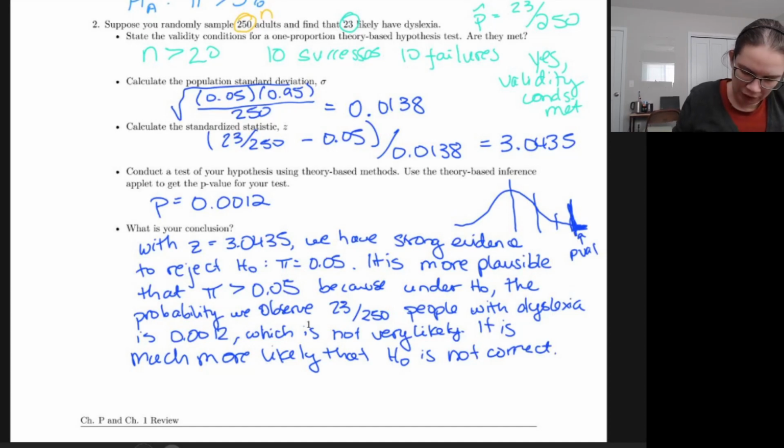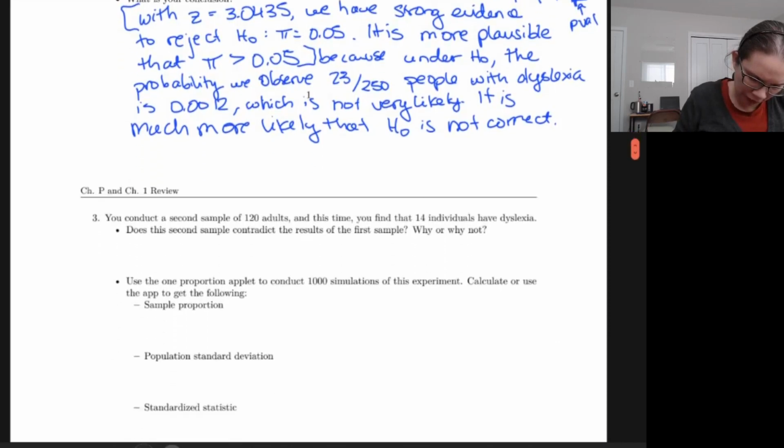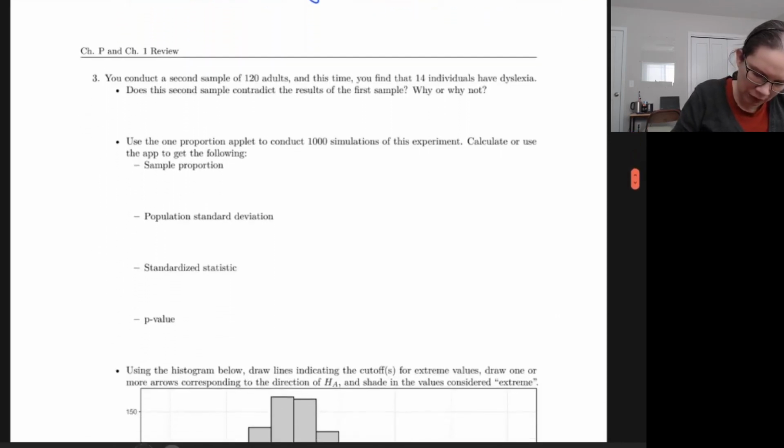So that's the overly thorough explanation of the conclusion. You can probably get away with the first two sentences there, or anything from here to here. But I decided to be a little bit more detailed for the purposes of explaining this whole problem.